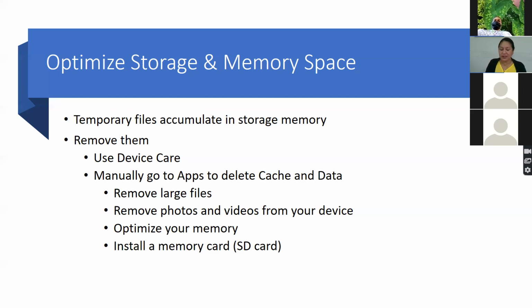So device care is a setting or an application that we can use to help us analyze our storage space. It also helps us to analyze the battery health of our device. And of course, it helps us to optimize our memory or the device's memory. So that's one way. We can automatically do that by using the device care app or setting. Or we can also manually do that by going to specific applications or settings to clean up the storage space, right?